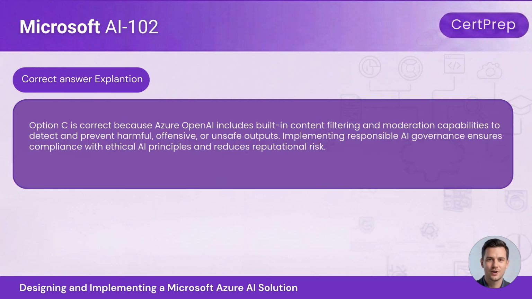Option C is correct because Azure OpenAI includes built-in content filtering and moderation capabilities to detect and prevent harmful, offensive, or unsafe outputs. Implementing responsible AI governance ensures compliance with ethical AI principles and reduces reputational risk.